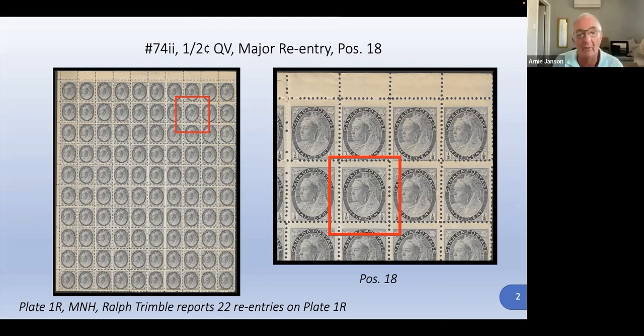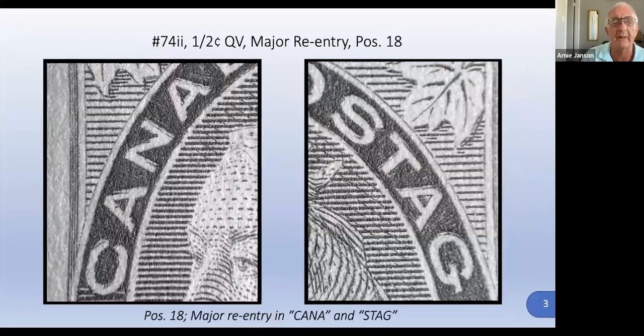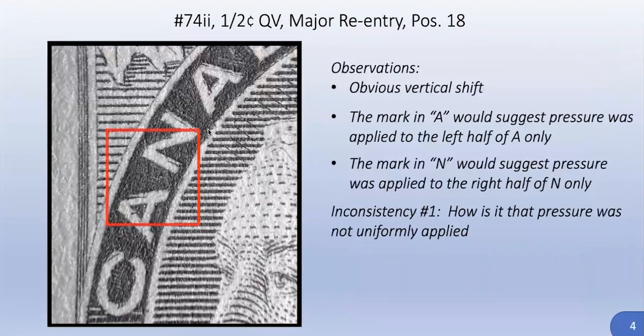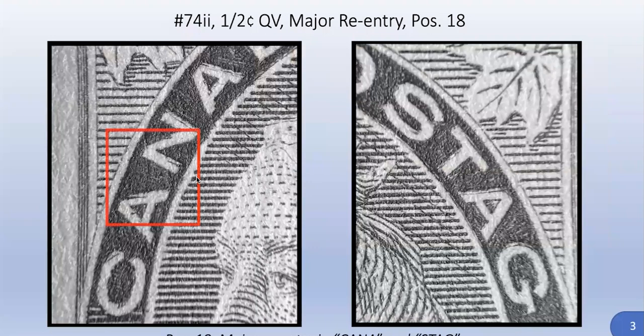And Trimble, who's the authority on varieties in Canadian stamps, on re-entries in particular, reports that there are 22 positions with re-entries. The major one is this one here, where we can see the marks in an A and N, over in ST. That's what's documented. It's a very clear re-entry. And what I'm going to try to explain is how these re-entries appeared.